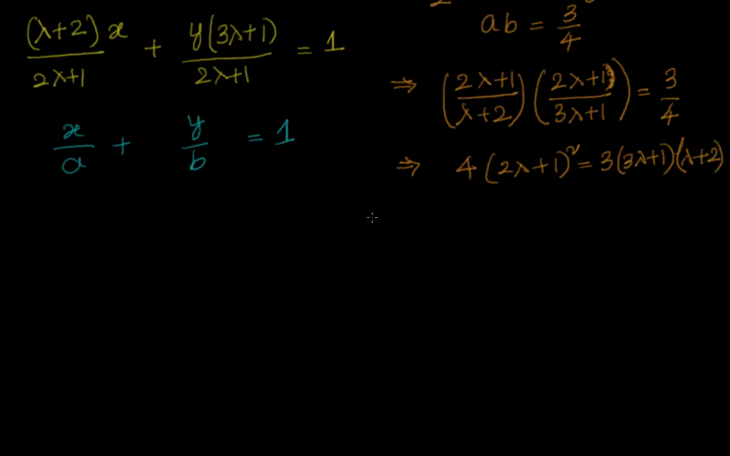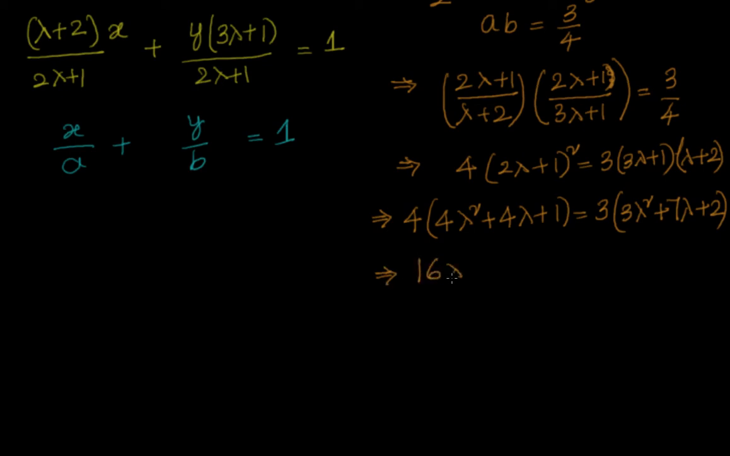If I simplify that, I will have 4 into (4 lambda square, a square, plus 2ab, that is 4 lambda, plus b square, that is 1) equal to 3 into (3 lambda into lambda, 3 lambda square, 3 lambda into 2, plus lambda). I simplify that, I will get 7 lambda plus 2. We will write one more step: 16 lambda square plus 16 lambda plus 4 equal to 9 lambda square plus 21 lambda plus 6. We are just trying to get into a quadratic form so that we can use splitting the middle term and find the values of lambda. Once we get lambda, we will directly substitute in the formula.